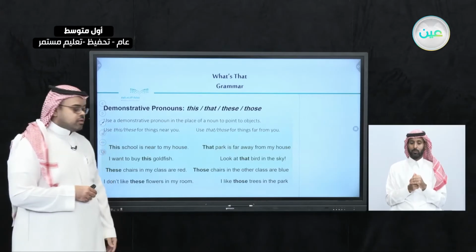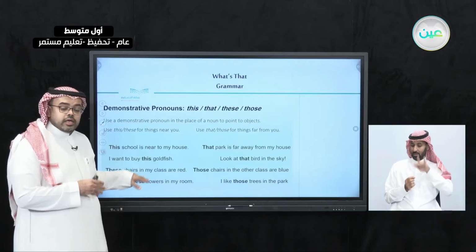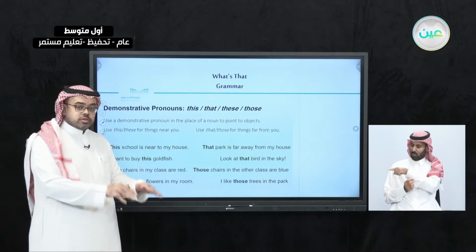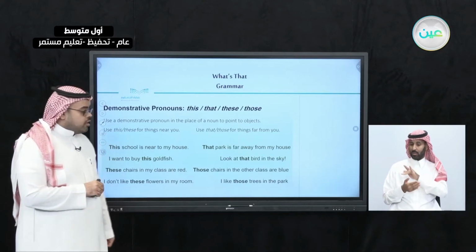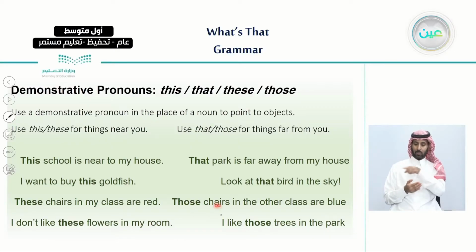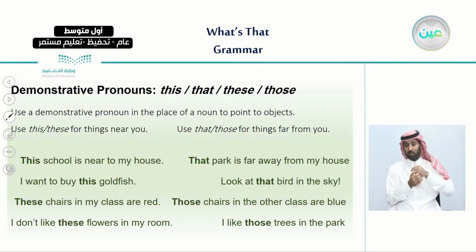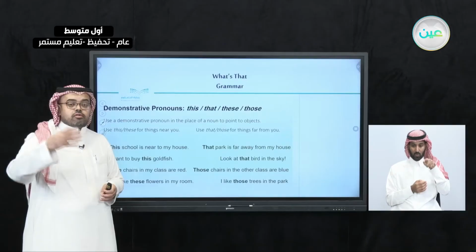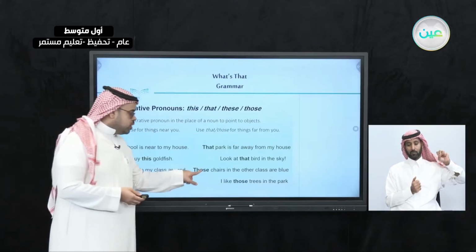Let's continue. These chairs in my class are red. Here we use these because the chairs are very near. And those chairs in the other class are blue. It means that they are far, they are not near. And because they are far, we use those.